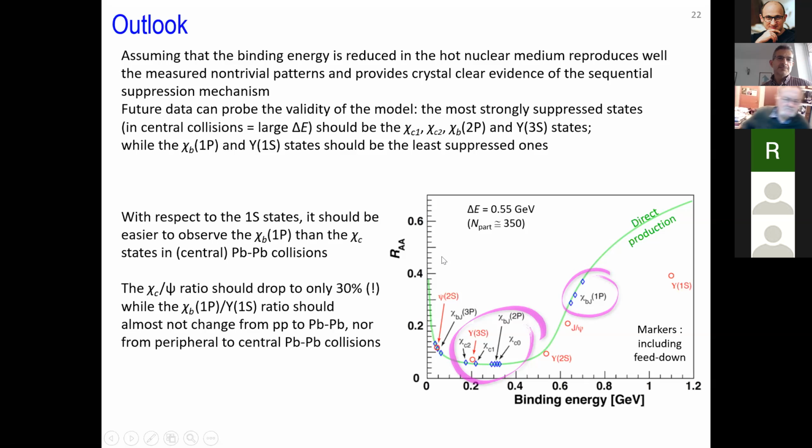Chi-B1P states. So this means that with respect to the 1S state, it should be easier to observe the Chi-B1P than the Chi-C in lead-lead collisions. In fact, the Chi-C over J/psi ratio should drop to 30% from proton-proton to lead-lead. Instead, the Chi-B over Upsilon-1S ratio should remain almost identical from proton-proton to lead-lead and have almost no dependence on centrality. So this is only an idea to try to look at Chi-B production in lead-lead, to check this binding energy hierarchy.